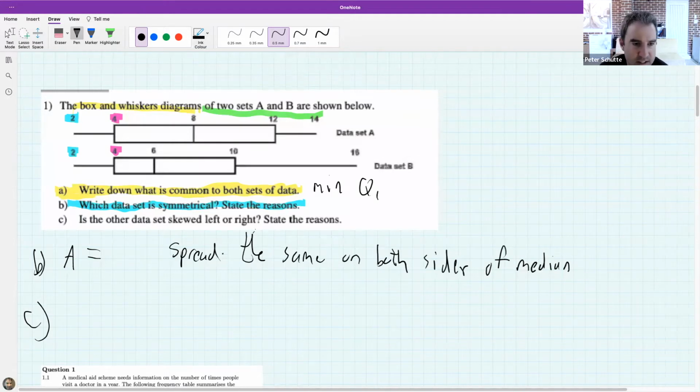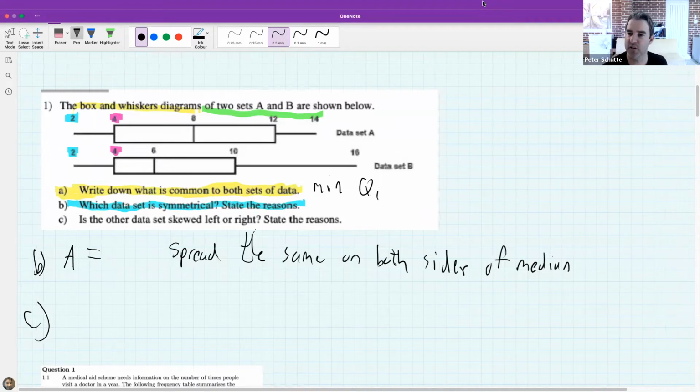Then for C, the question is: is the other data skewed to the left or skewed to the right? Give a reason. Okay, I want an answer for C. Who has an answer for C? You can pop your hand up if you like, or you can put it in the chat.